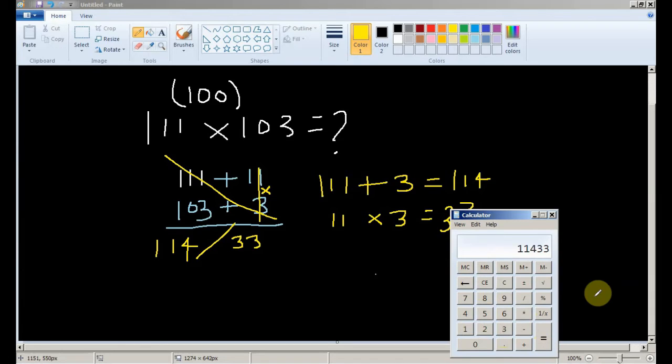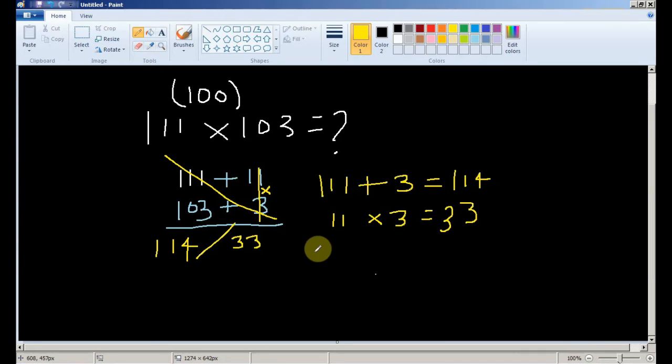So friends, you can see that the numbers are correct, the answer is correct. I got 11433 as a solution. Okay, so now let's look at a number. Let's do a multiplication where this number exceeds more than 2 digits. What if this is 133? So what can we do in such a situation? That is what we are going to find out.